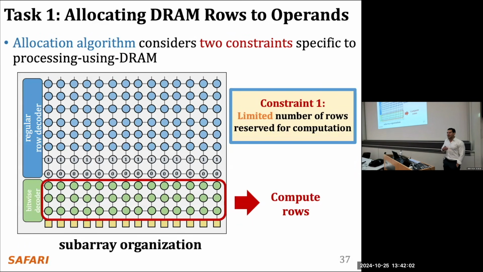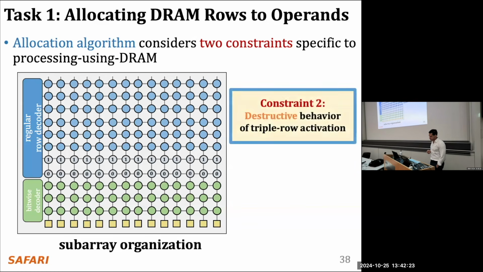So when I'm allocating the input rows for the majority inverted graph, I need to take into account that you don't have infinite rows for computations. You can think about them as registers. The number of registers that you have available for your operations is quite limited. So it's like 16 addresses, for example.